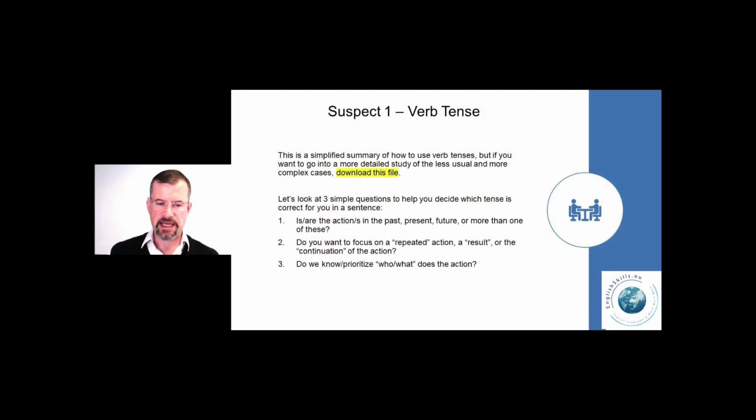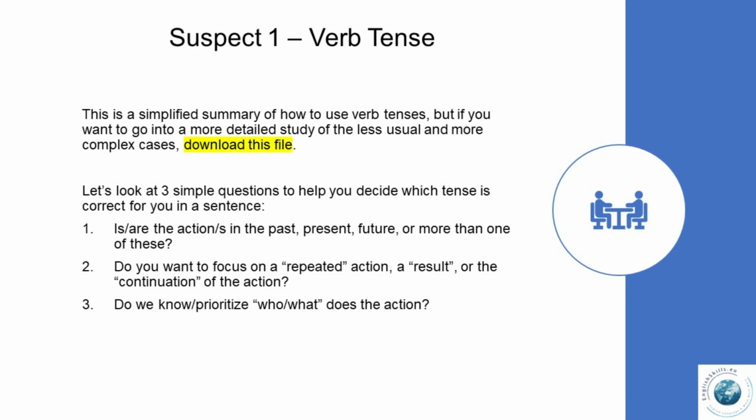From the usual suspects, the types of mistakes we're looking for that students usually make at some point, suspect one is verb tense. This is a simplified summary of how to use verb tenses. Remember, we're not going to go too deeply into this grammar. But if you want to go into more detail, there's a supplementary file you can download.